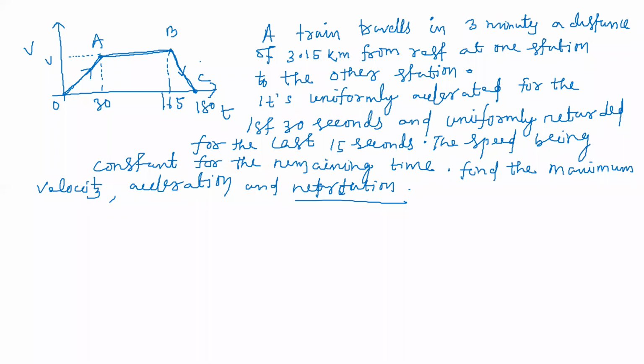Speed being constant for the remaining time. The question is to find the maximum velocity. That means we have to find the velocity here. What is the maximum velocity, what is the acceleration, and what is the retardation? And what is the area under this graph? Area under a speed-time graph will give me what, students? Distance.